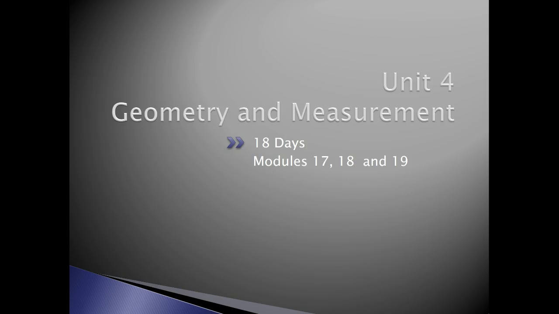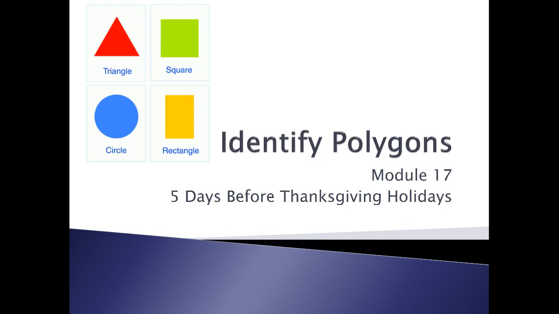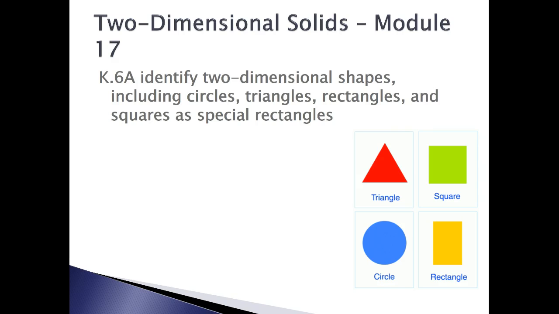Then we're going to begin Unit 4, Geometry and Measurement. It will last for 18 days. It'll cover Modules 17, 18, and 19. In Module 17, 5 days before the holidays, the kids will be identifying polygons. The text specifically addresses triangles, squares, circles, and rectangles.